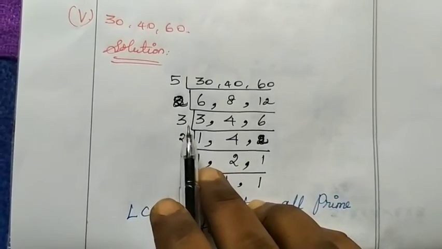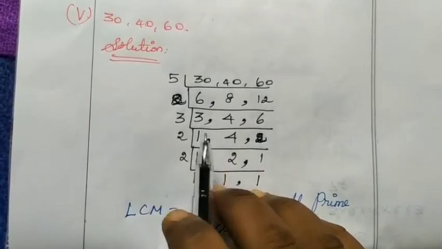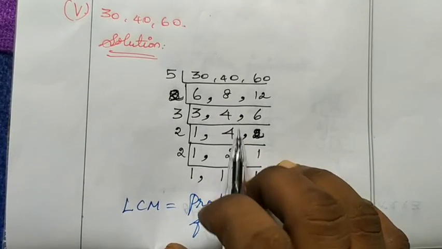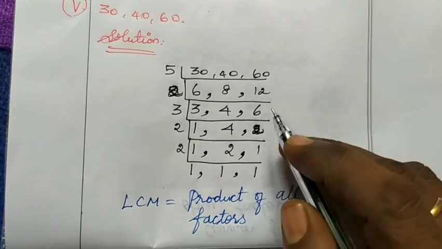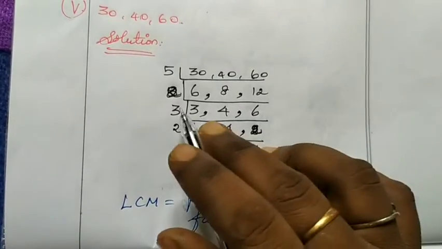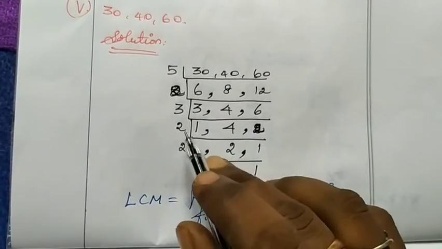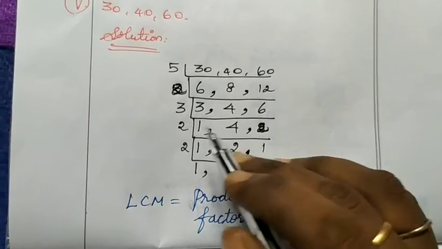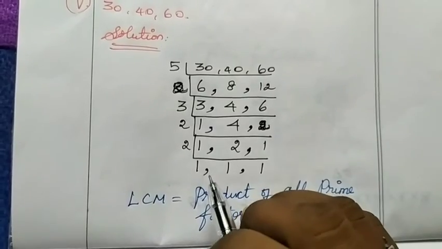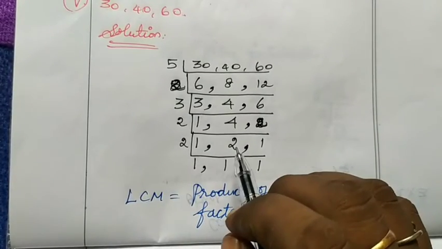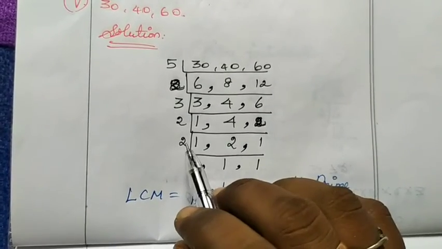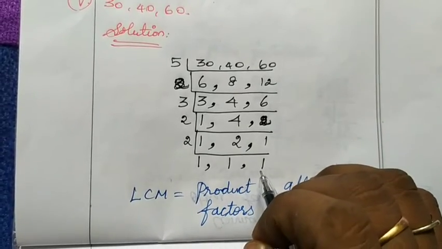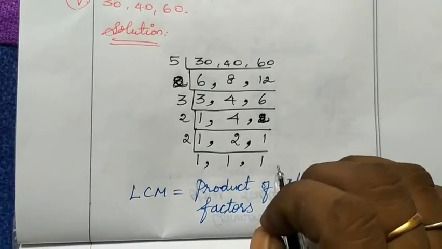Next, the number 3. We take the 3 table: 1 3 is 3. 4 does not come in the 3 table, so we take it the same. And 6 comes in the 3 table: 2 3s are 6. Again we take the 2 table: 1 stays constant, 2 2s are 4 and 1 2 is 2. Next, for the remaining 2, take the 2 table: 1 and 1 2 is 2. Finally we got all the numbers as 1.